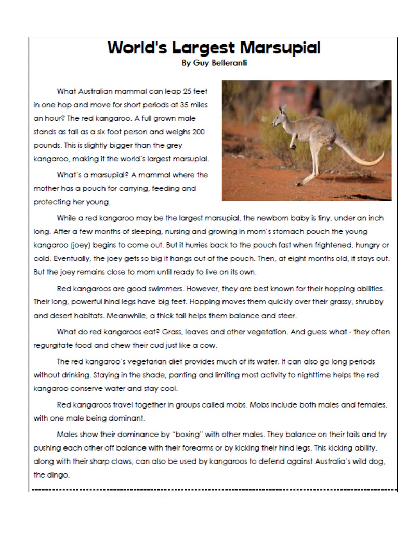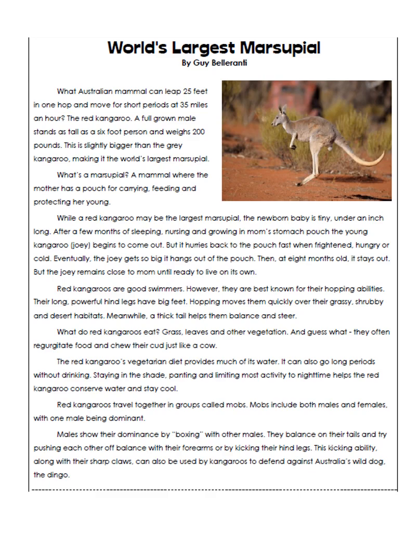Their long, powerful hind legs have big feet. Hopping moves them quickly over their grassy, shrubby, and desert habitats. Meanwhile, a thick tail helps them balance and steer. What do red kangaroos eat? Grass, leaves, and other vegetation.